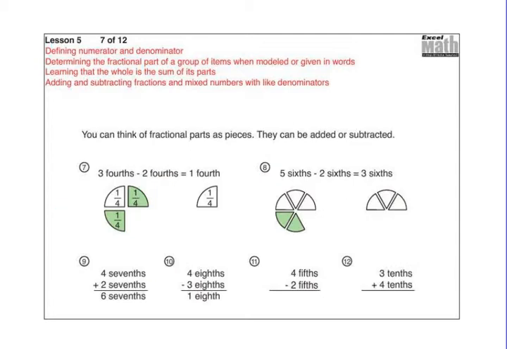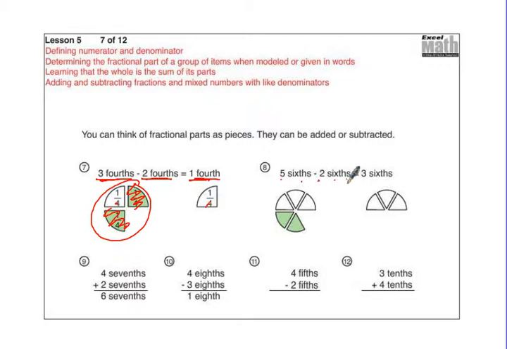All right, moving on. You can think of fractional parts as pieces. They can be added or subtracted. Here it shows 3/4. Take away 2/4 equals 1/4. Here are your 3/4. We take these 2 pieces away. We're left with the 1 piece.